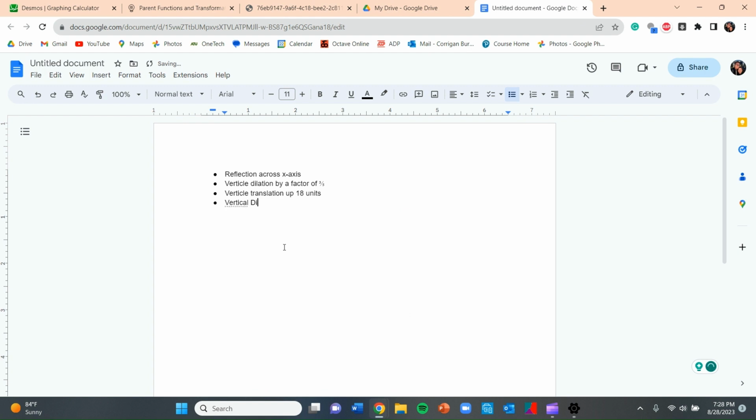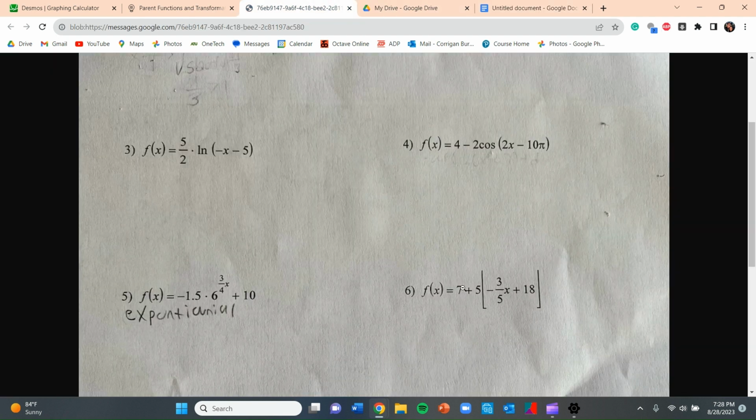Vertical dilation by a factor of 5. Cool. I think we only have one more. Yep. We got to put this 7 in there.